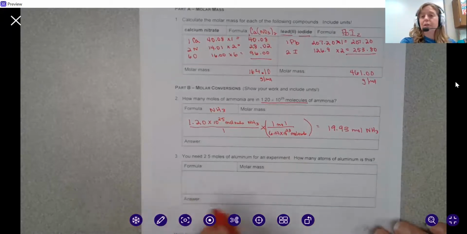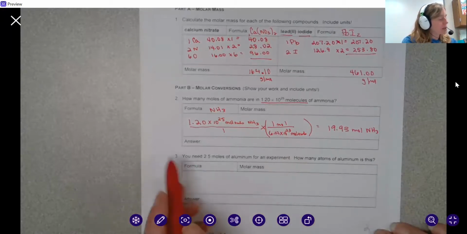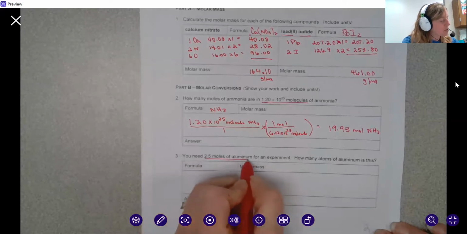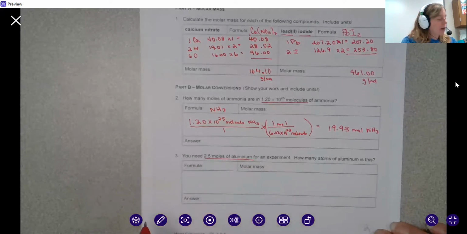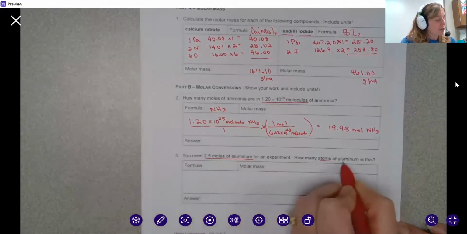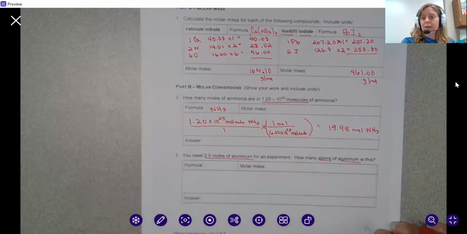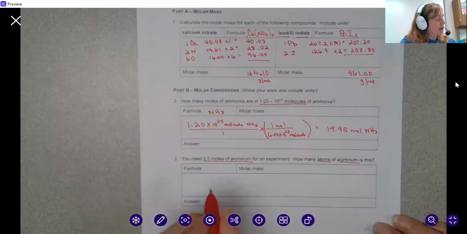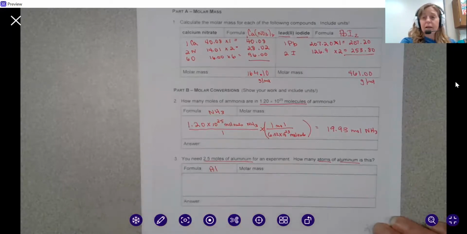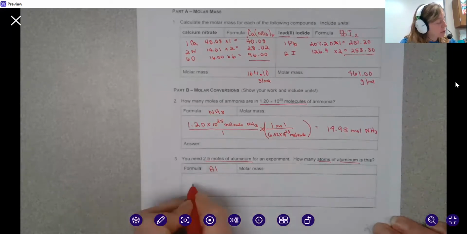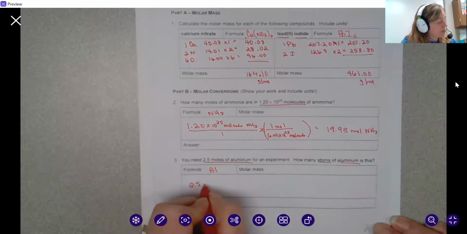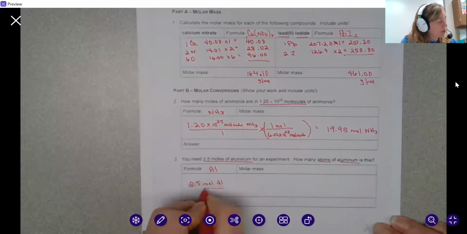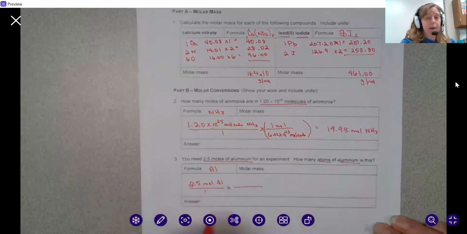Now, let's move on to the next one. In this next one, it says you have 2.5 moles of aluminum for an experiment. How many atoms of aluminum is this? So we're looking for an individual number of atoms for aluminum. Once again, aluminum, my formula is Al. So we're going to start off with what we were given, 2.5 moles of Al over 1.